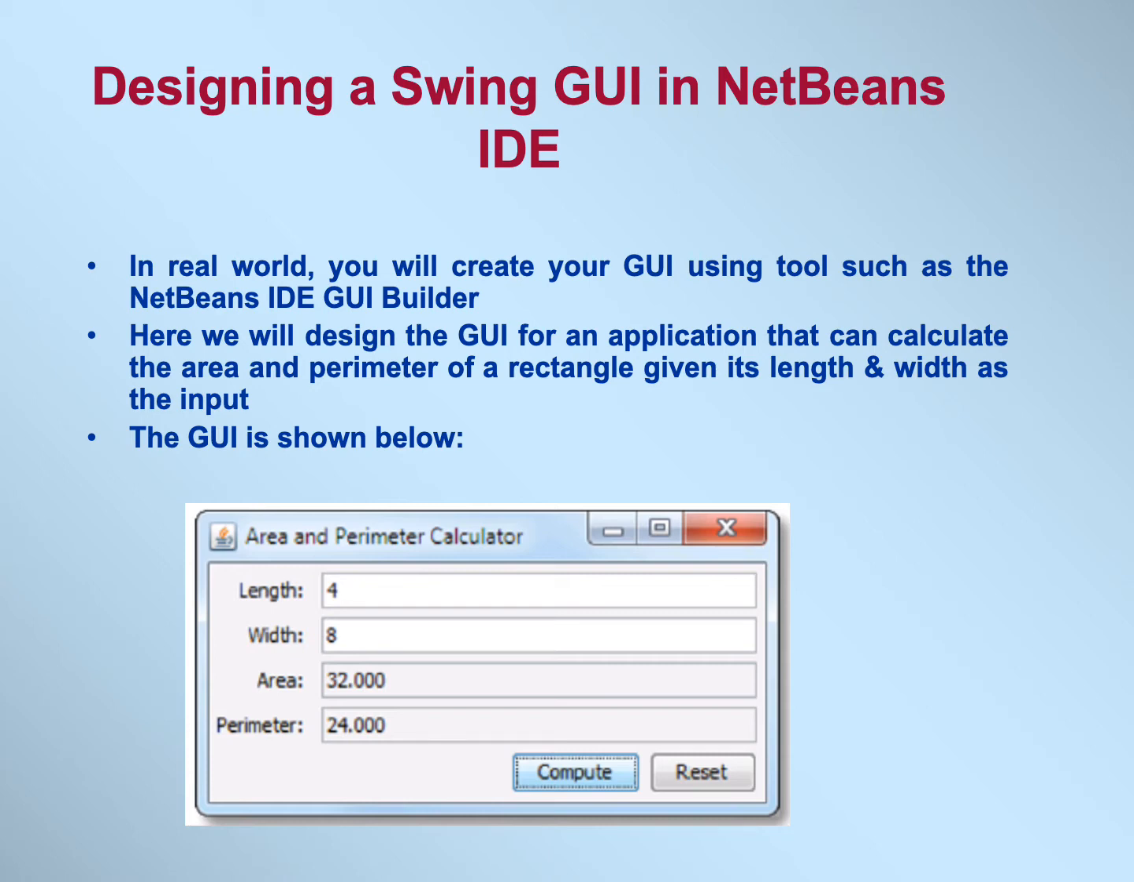In the real world, you will create your GUI using tools such as the NetBeans IDE GUI Builder. Here we will design the GUI for an application that can calculate the area and perimeter of a rectangle given its length and width as the input. The GUI is shown below. We will have a frame, we will have JLabels and JTextFields, and also buttons.